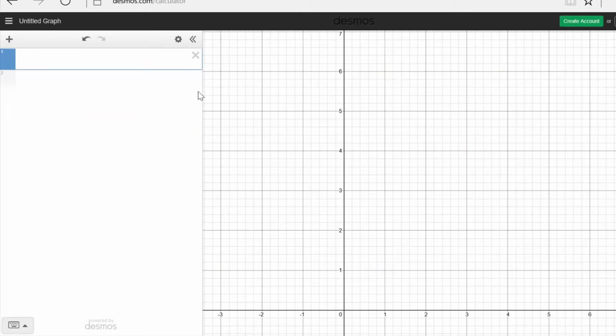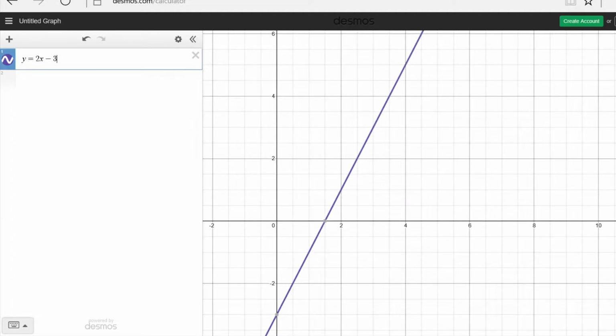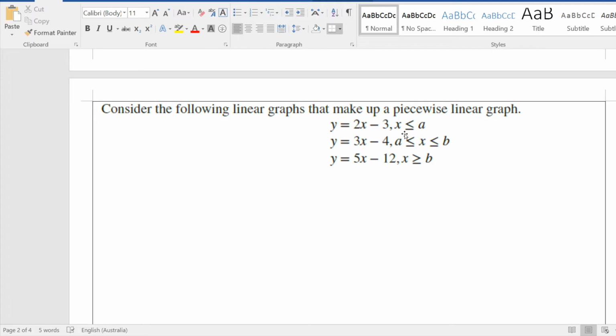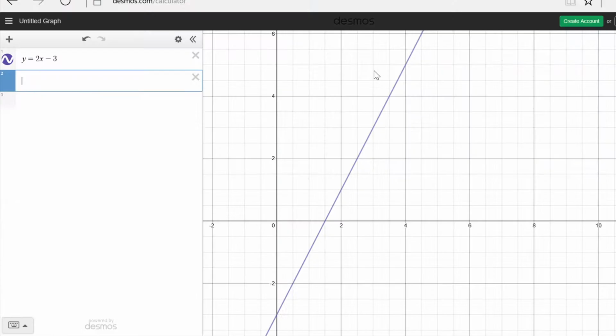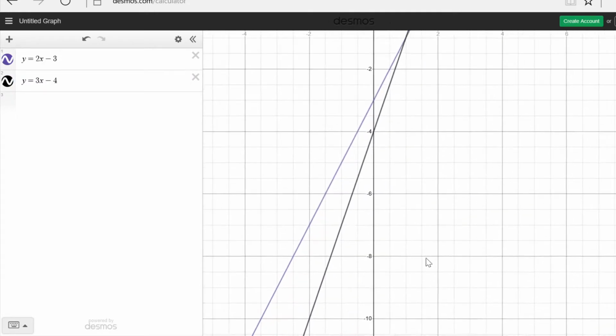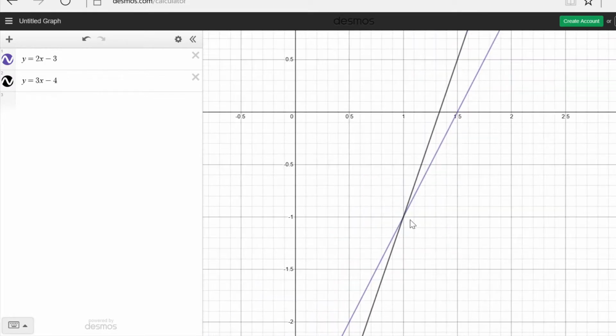Delete, delete. Okay, so let's start by putting y equals 2x minus 3 in. There is our linear equation. Now, again, we're attaching a domain to this. But before, we know that it's obviously going up until a certain point, but we don't know what that certain point is. To find that, we could do it algebraically like in the previous question, but I'm not going to do that. What we're going to do is we're going to draw in our second line. So new line, y equals 3x minus 4. And there we go. Now, as you can see, they will only ever cross over in one point, and that point is right here. As I zoom in, it is the x is equal to 1 value.